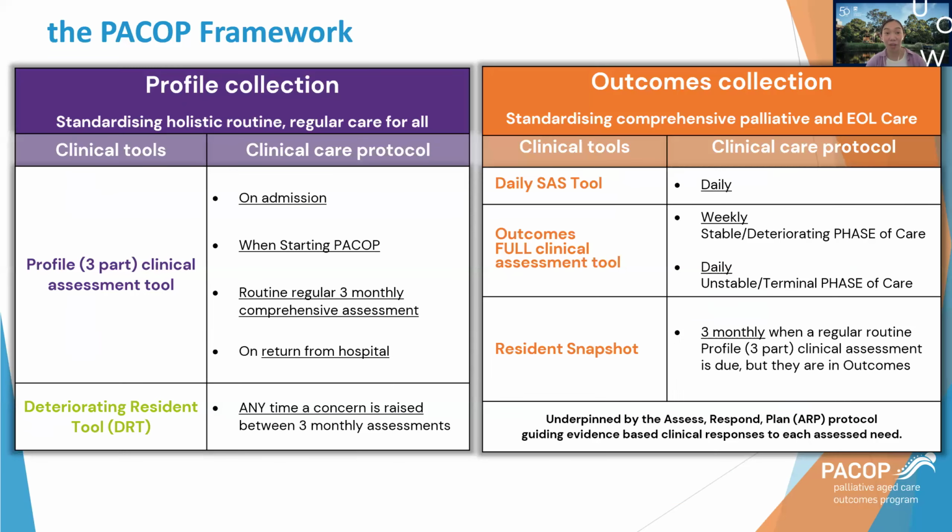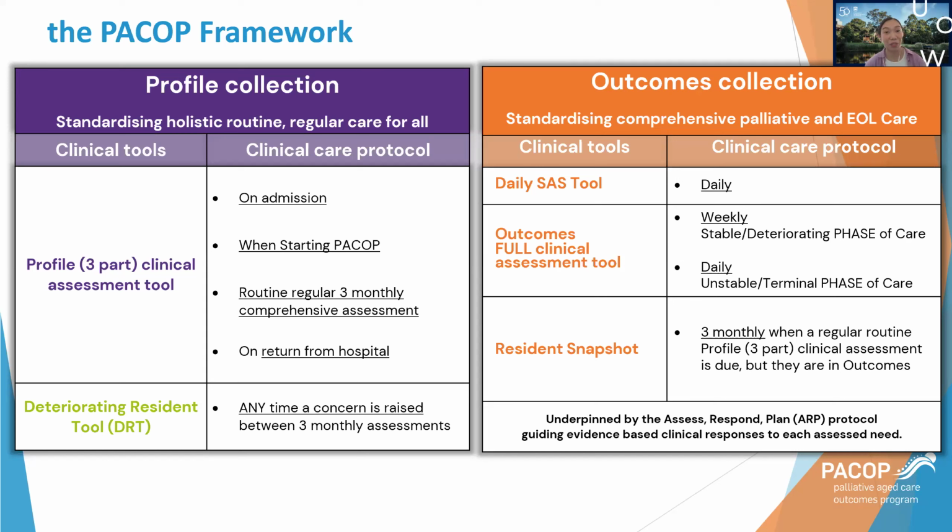Now, as for the PACOP framework, we're hoping to apply the framework throughout the admission up until towards discharge. There are two main lanes in the framework. The profile collection is the first lane, and the second lane is the outcomes collection. For the profile collection, it's asking whether or not your resident has an active palliative care need. We answer that question by using two clinical tools. One is the clinical assessment tool, which has 3 parts, and the other is the deteriorating resident tool.